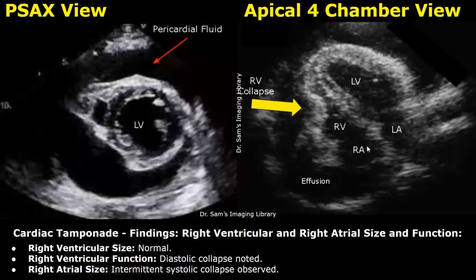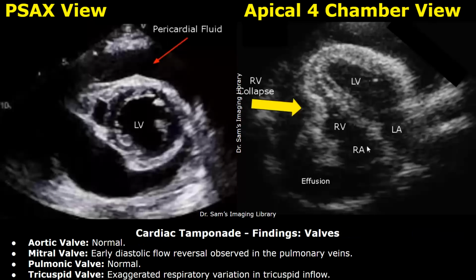The right ventricle size is normal, but the right ventricular function is affected. Diastolic collapse is noted. The right atrial size shows intermittent systolic collapse. The aortic valve is normal, but in the mitral valve, early diastolic flow reversal is observed in the pulmonary veins. The pulmonic valve is normal, and in the tricuspid valve, exaggerated respiratory variation in tricuspid inflow is observed.